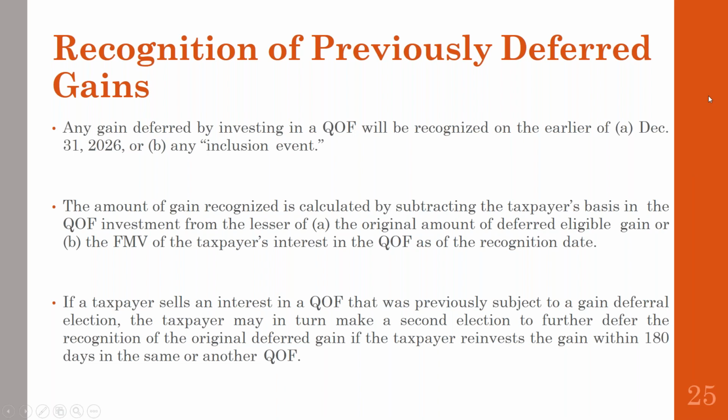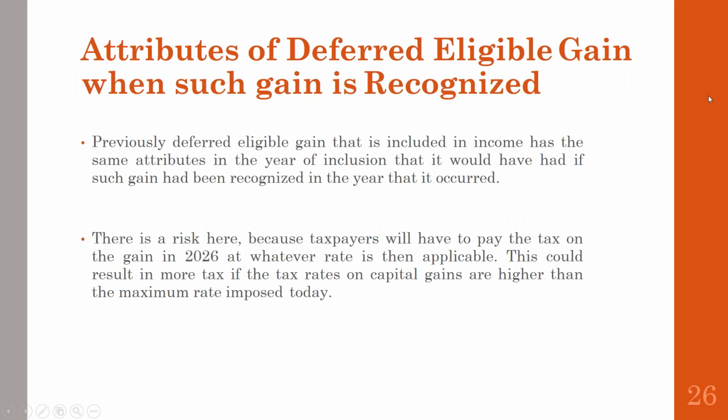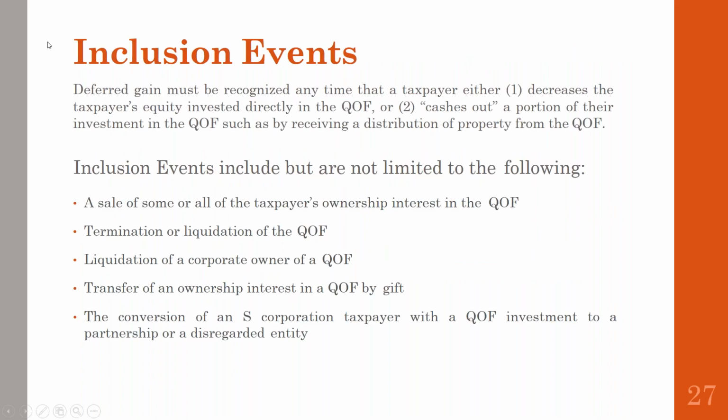All right. So then again, going to the next slide, the attributes of the deferred eligible gain, when it's recognized, stay the same. Again, it's going to be capital gain. It's treated as capital gain when it's recognized. The one difference is that you're going to be paying the rate that's applicable in 2026. So you don't know that. It's the one variable that is a little bit of a risk for you to consider as you're going through this with a client.